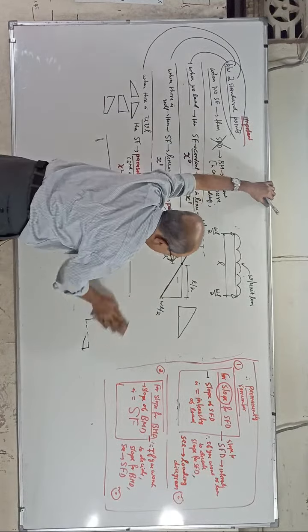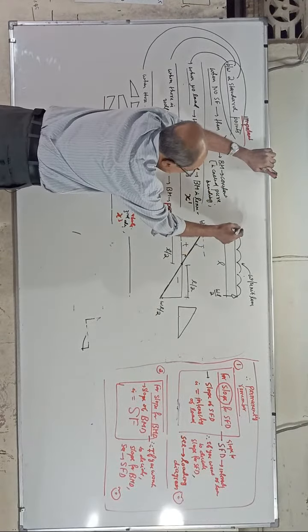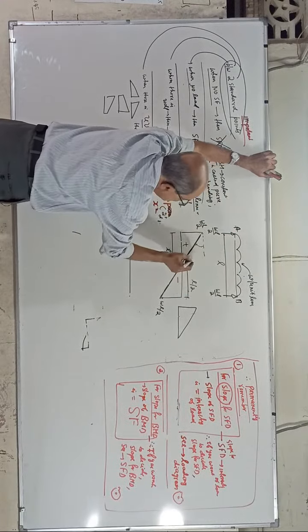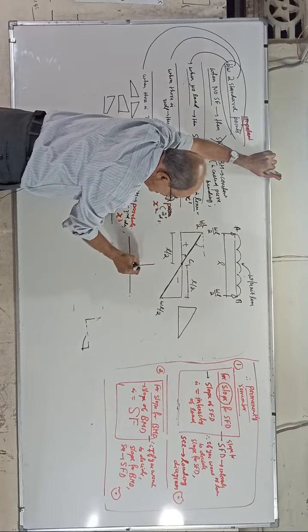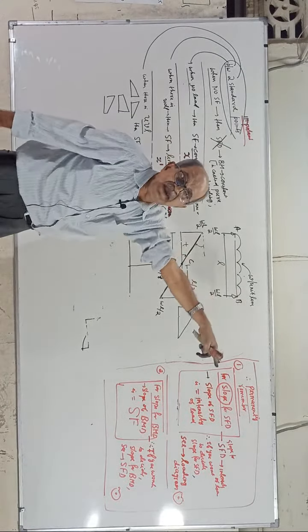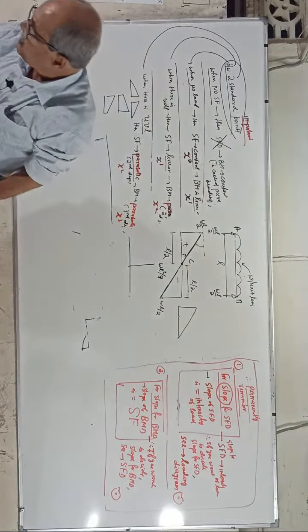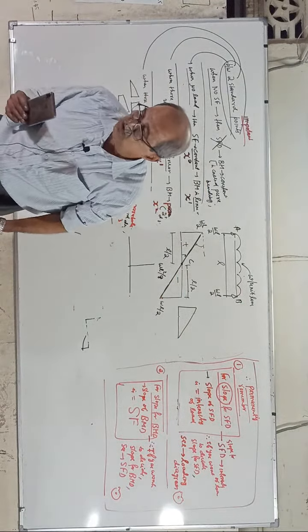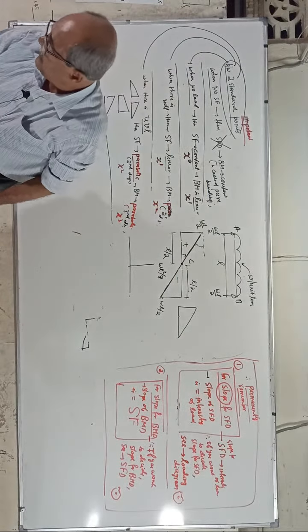Now, start BMD. BM at A 0, BM at B 0. This is center. BM at C will come WL square by 8. This I am not explaining. Go back to my class, SFD BMD. It is thoroughly solved there. Why WL square by 8? You can see there. Don't bother here.